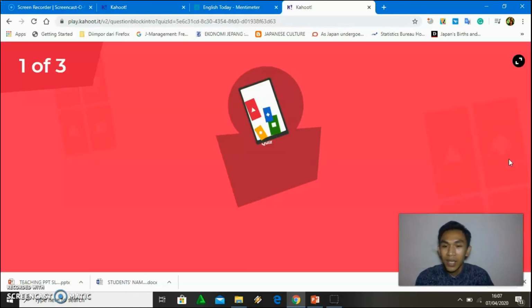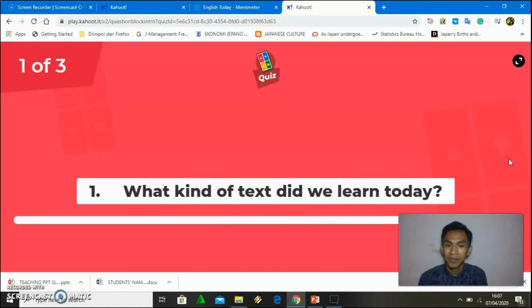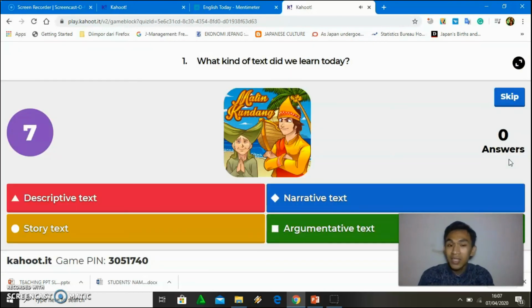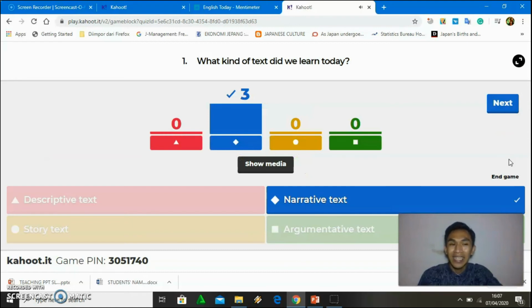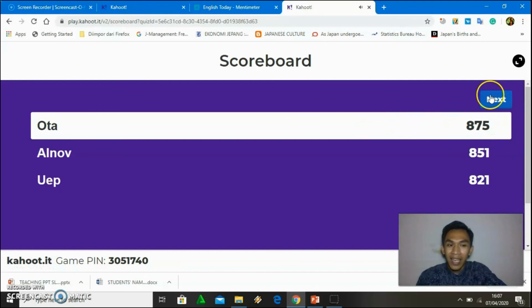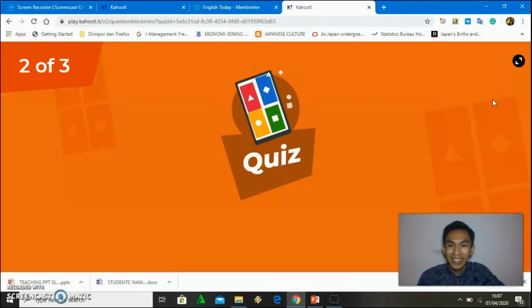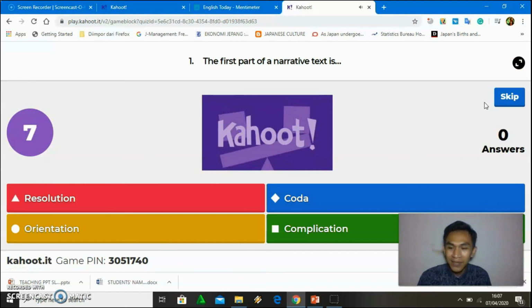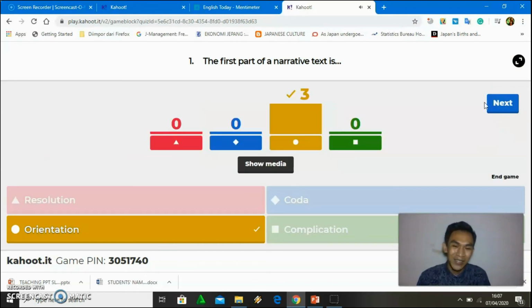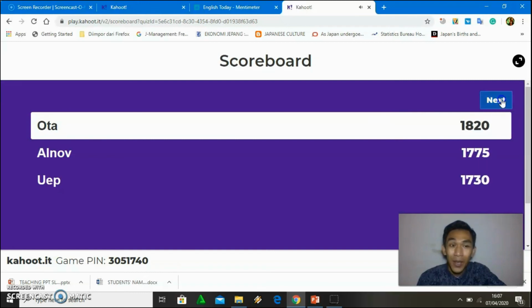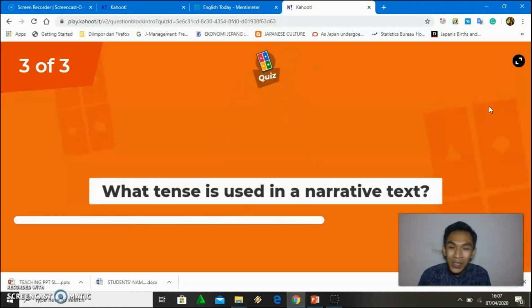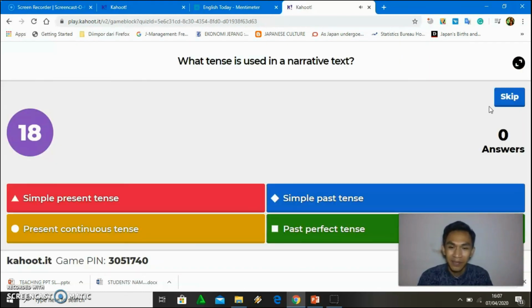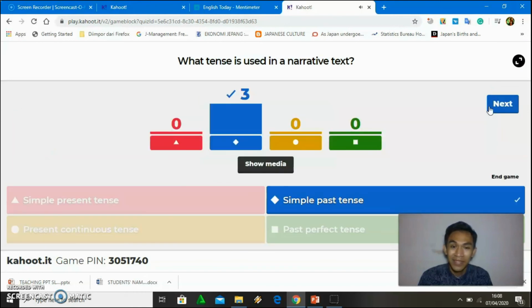First question: what kind of text did we learn today? Remember, it's narrative text. Great, everyone. Ooh, Ota. Who is Ota? Charlotta, yes. The first part of narrative text is, what is it? Orientation. Great. Everyone is correct. Why? Because everyone is smart, right? Okay, what tense is used in a narrative text? Simple past tense. Great. So great.